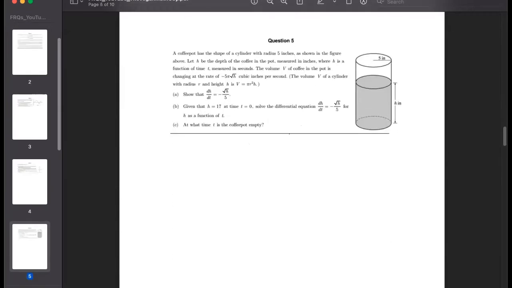And that is related rates. Another common question that I see pop up on the AP exam. So go ahead and pause the video if you'd like. Look at it, see if we can write out part A and see if we know how to approach it.